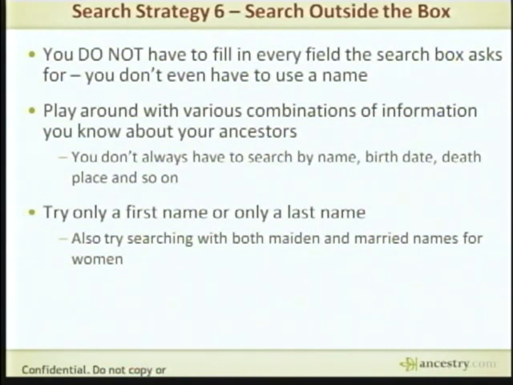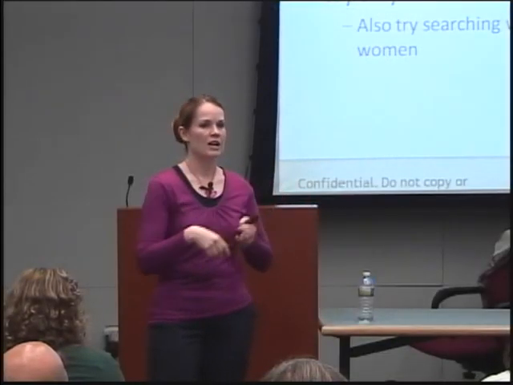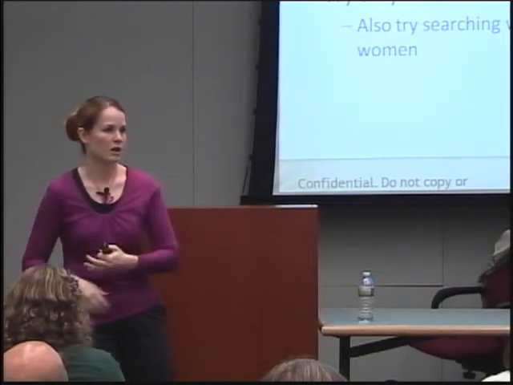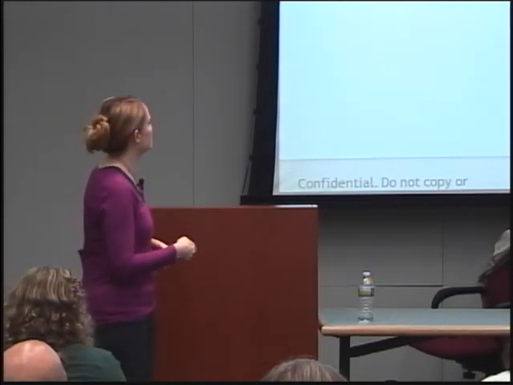Play around with various combinations of information about your ancestors. You don't always have to search for a name. In fact, sometimes I do searches without any names. Sometimes I will do a search with only a first name or only a last name. Try searching with both a woman's maiden and married name in the search box. Sometimes I might do a search for myself. I might type in Anastasia, and then in the last name area, I type in Sutherland space Harman. I'll just type them both in. That can sometimes be helpful.